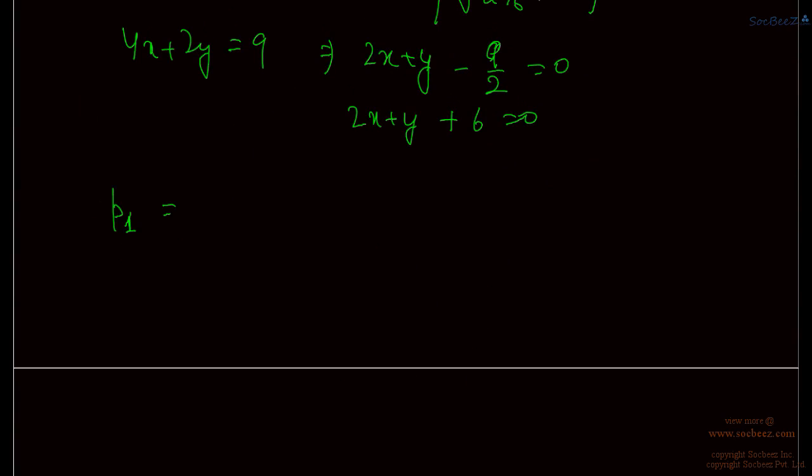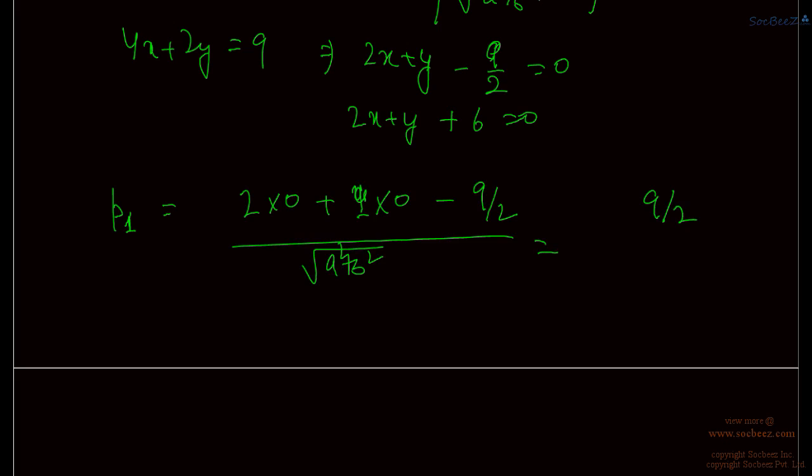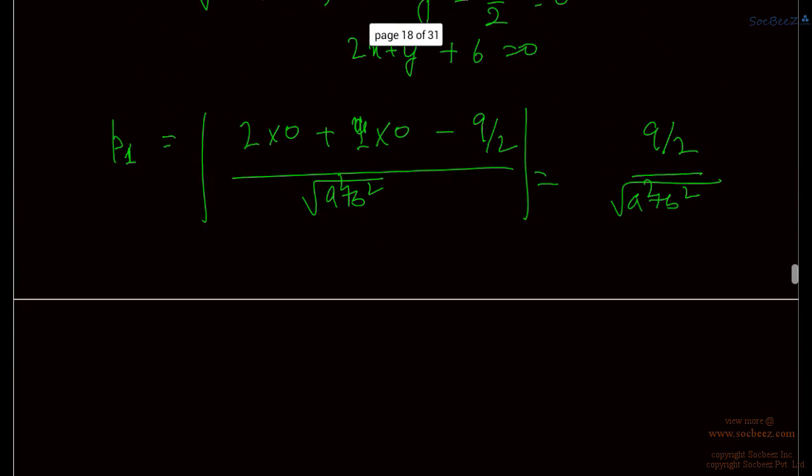So P1, we can write ax1 plus by1, that is 2 times 0 plus 1 times 0 minus 9, by the square root of a square plus b square. So this is 9 by 2 upon the square root of a square plus b square, the modulus of this number, right?